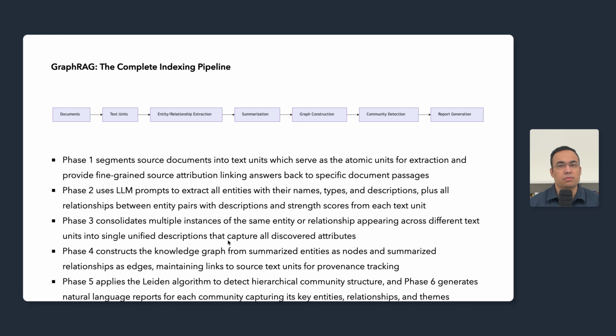Now, phase 4 is graph construction. The knowledge graph is built from summarized entities as nodes and summarized relationships as edges. Importantly, this phase maintains links back to the source text units for provenance tracking.